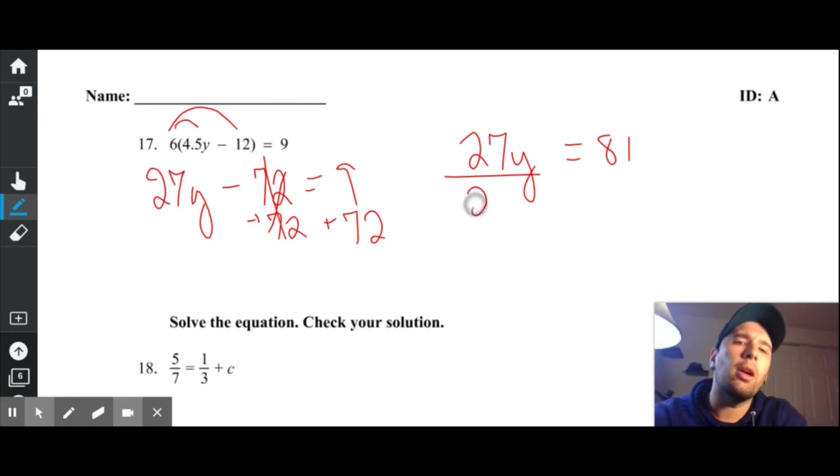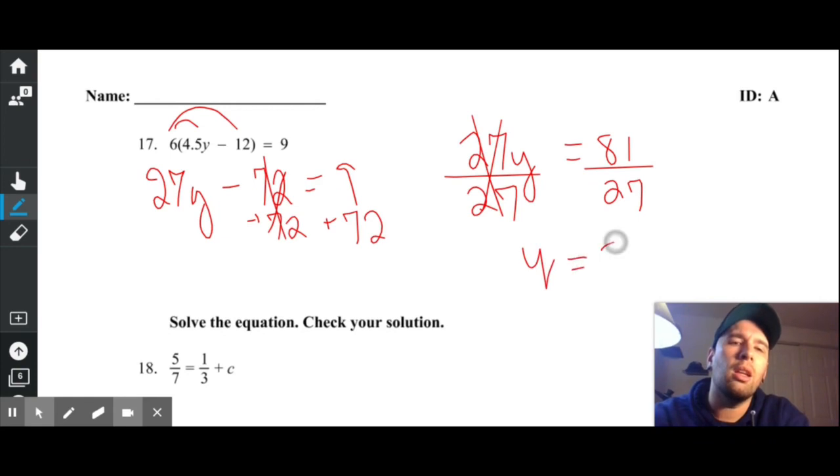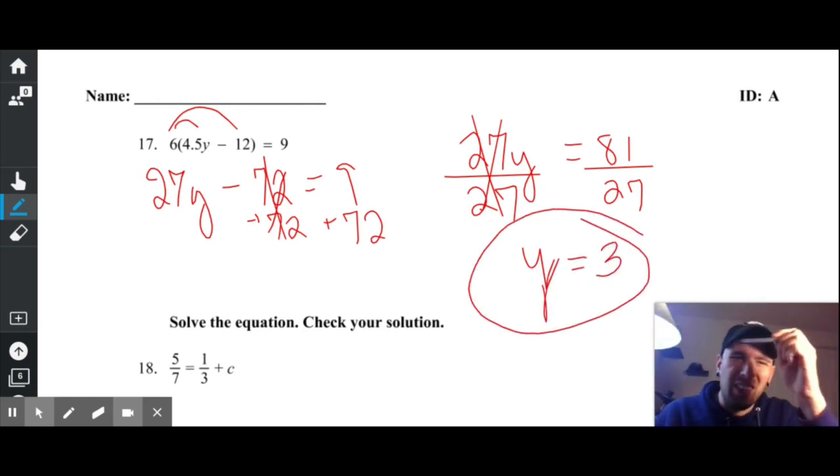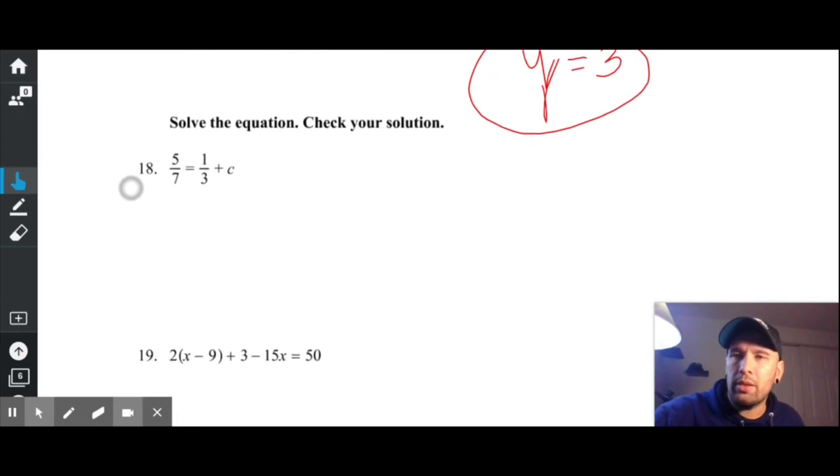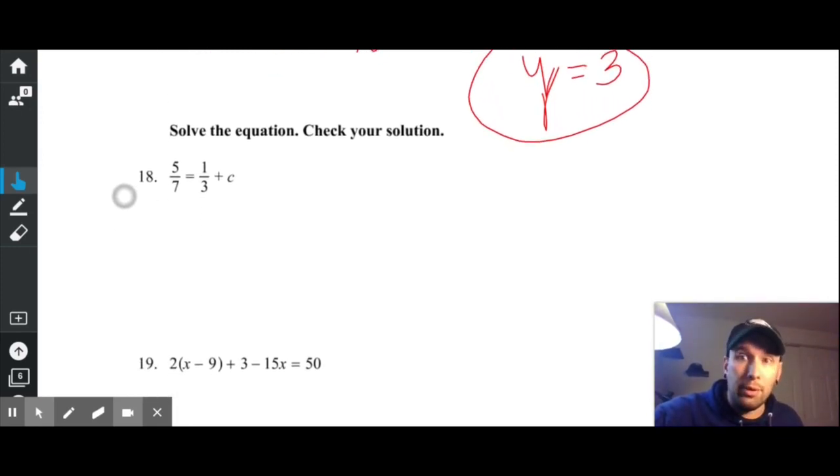Divide everything by 27, and 81 divided by 27 is 3, baby. Again, I'm still getting the hang of this thing. Handwriting's sloppy. It's normally pretty, but in this case, it's not pretty at all.